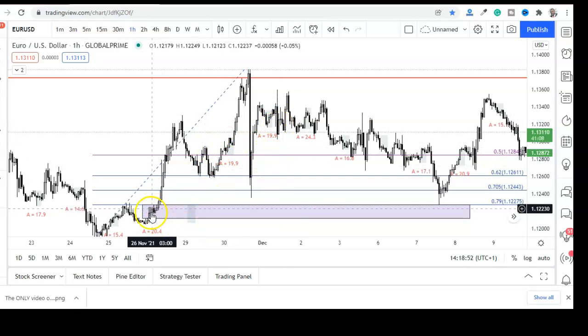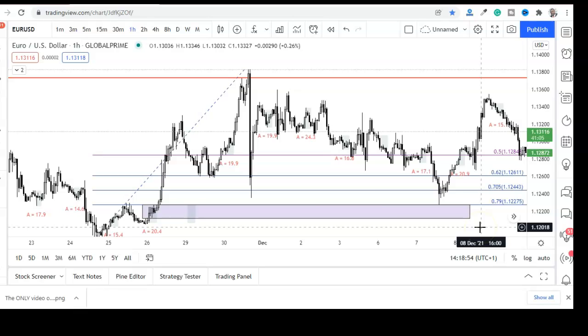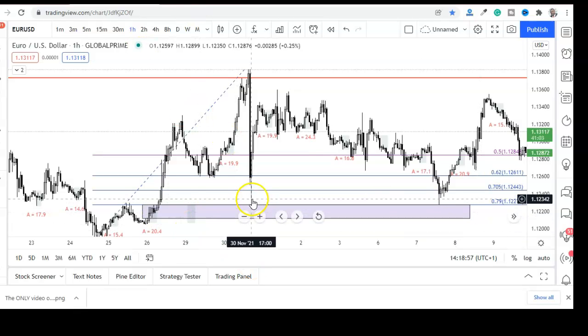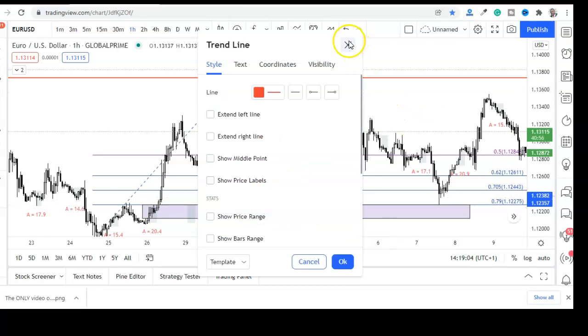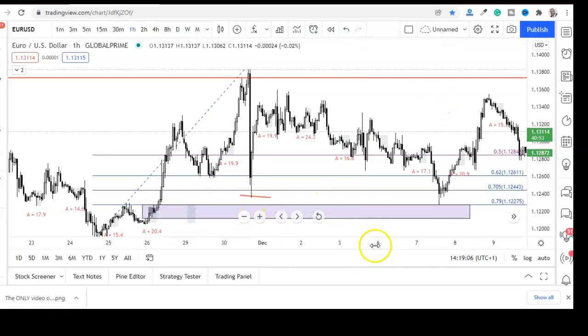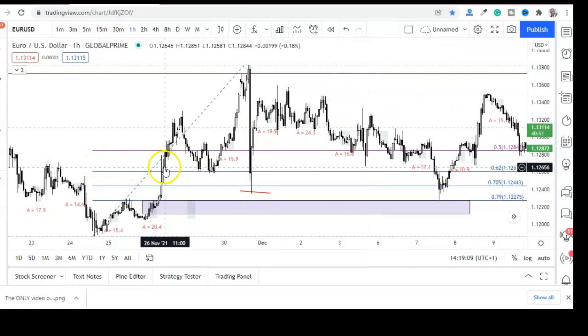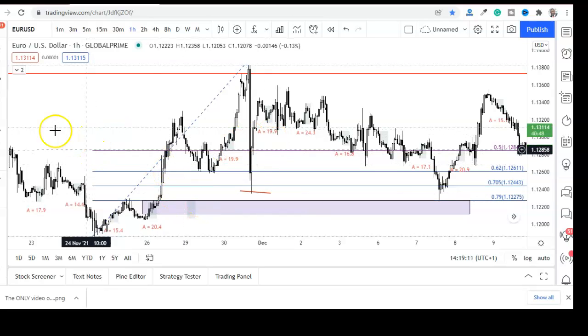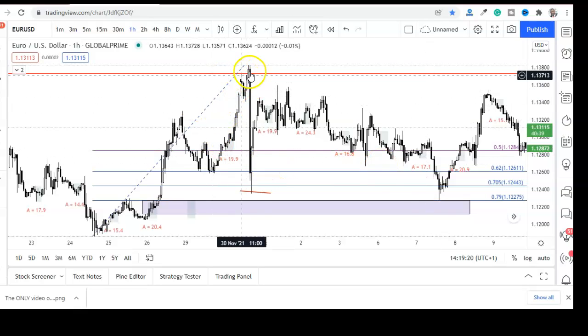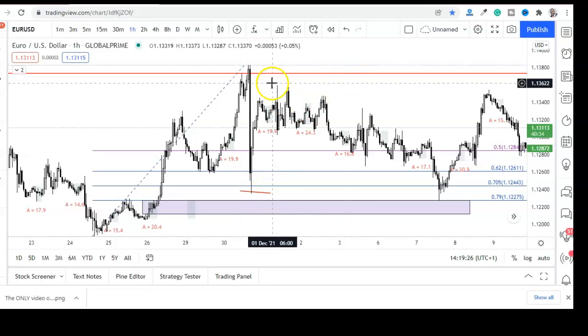Now, what makes this supply zone valid? Because of the liquidity. Because of this liquidity here. Liquidity will give boost to your POI. And secondly, the POI is below the equilibrium line. So we are always looking for a buy at a discount price and a sell at premium.